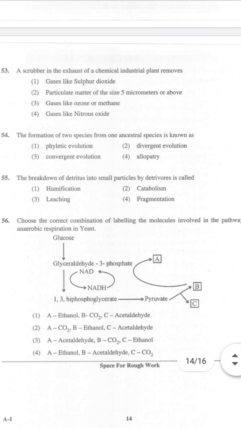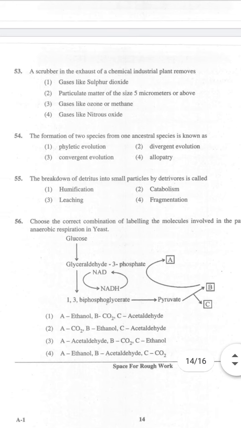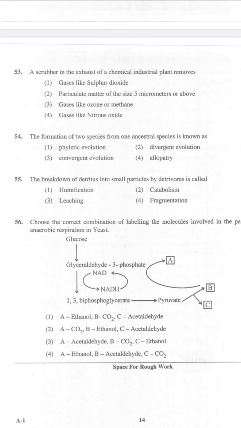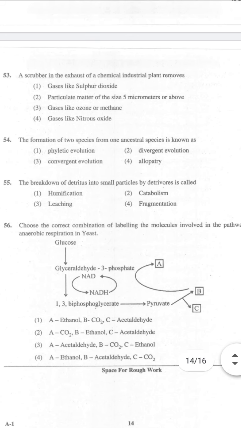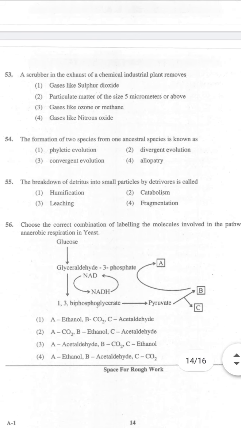Now let's discuss question number 55. The breakdown of detritus into small particles by detritivores is called option 1 humification, option 2 catabolism, option 3 leaching, option 4 fragmentation. So the correct answer for question 55 is option 4, and the solution is fragmentation. What does it mean?